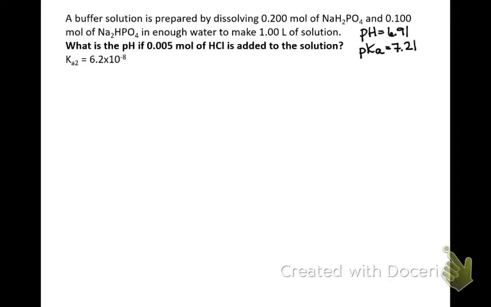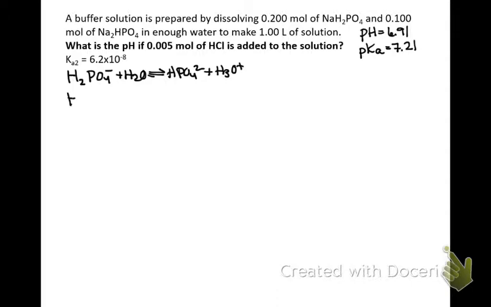Okay, so remember that our Ka2 refers to H2PO4 minus plus water goes to HPO4 2 minus plus H3O plus. And you know that by Le Chatelier's principle, if we add extra H3O plus to our reaction, which is adding more of a product, the reaction is going to shift to produce more of the reactants. So the solution is going to get a little bit more acidic.